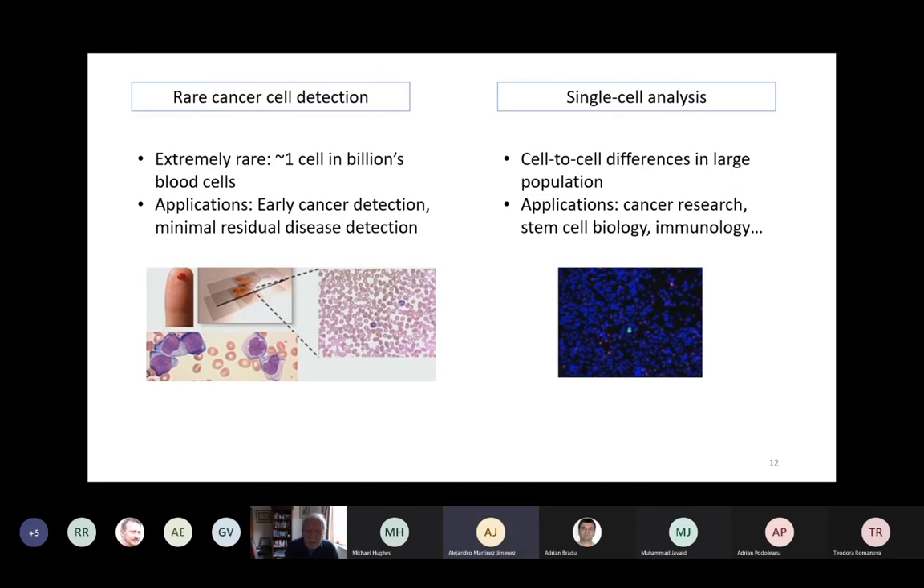And the second opportunity is single cell analysis. In single cell analysis, we know that there is cell-to-cell difference in a large population of cells. And if we are able to obtain all the single cell details, all the characteristics of the cells, using a high throughput and high content measurement, this can help us to open a new paradigm for cancer resistance biology and immunology.